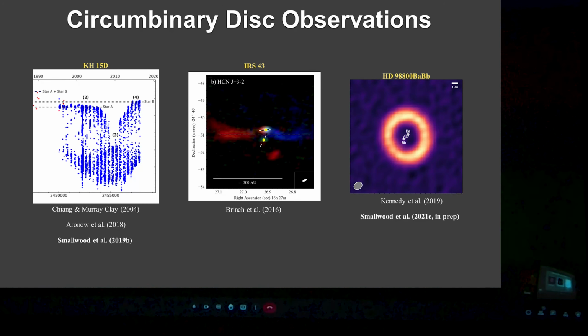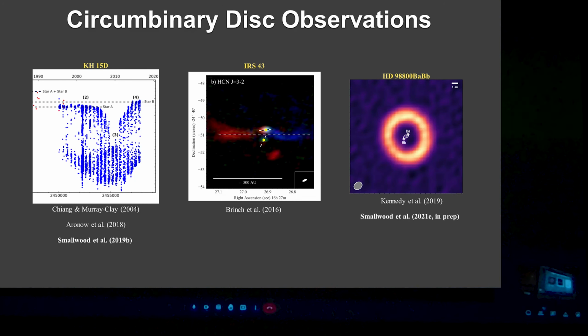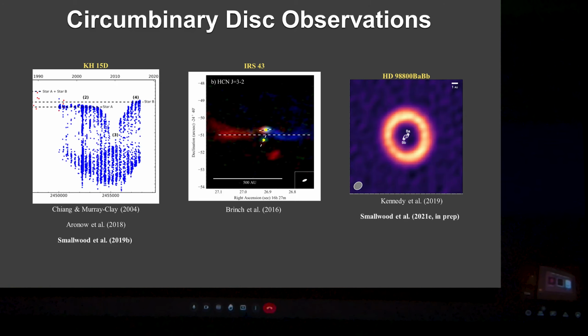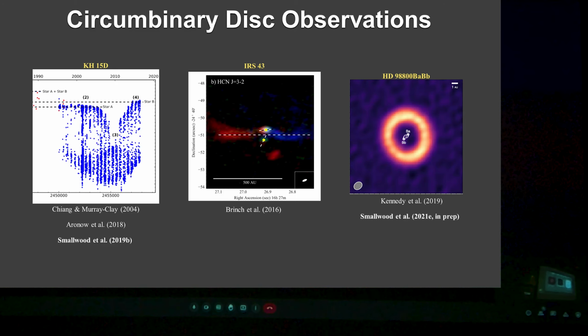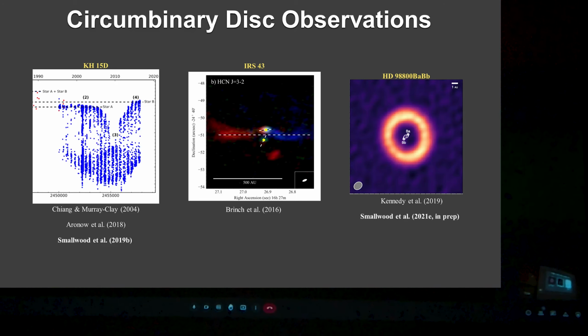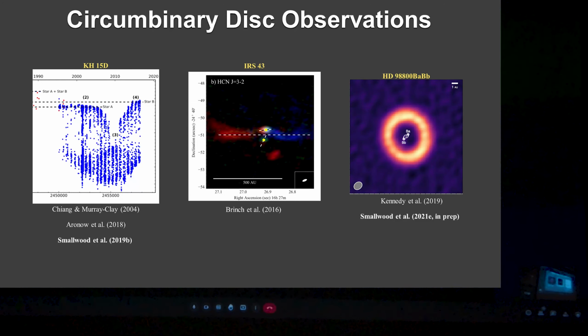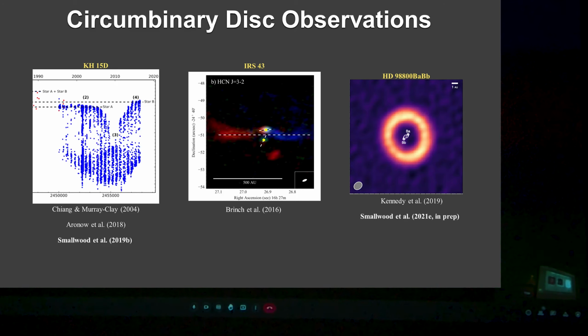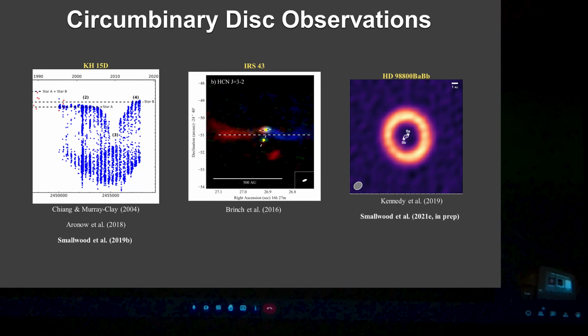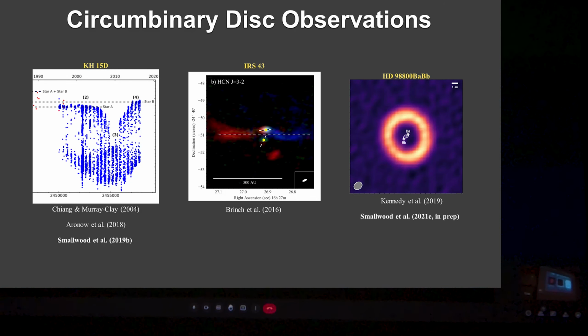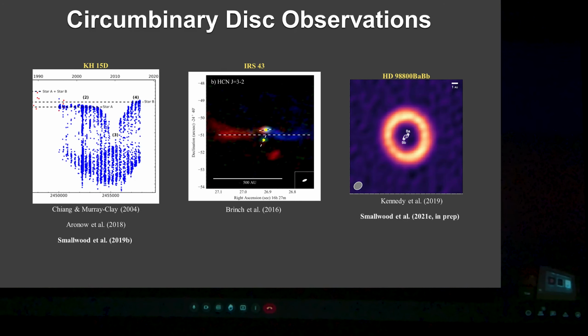Lastly, we look at HG-800 BABB. This is a part of a quadruple star system. There's two binaries. And so around the B binary, we see a circumbinary disk that's actually polar to the binary plane. So it's actually inclined by 90 degrees. And so this is the only case right now of a polar gas disk.